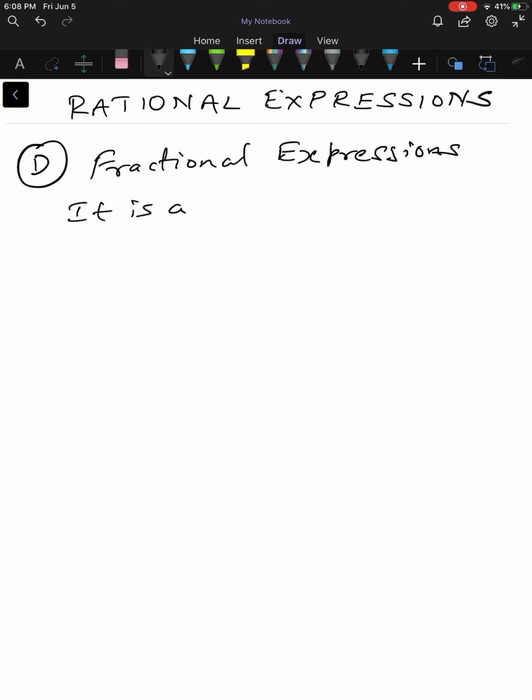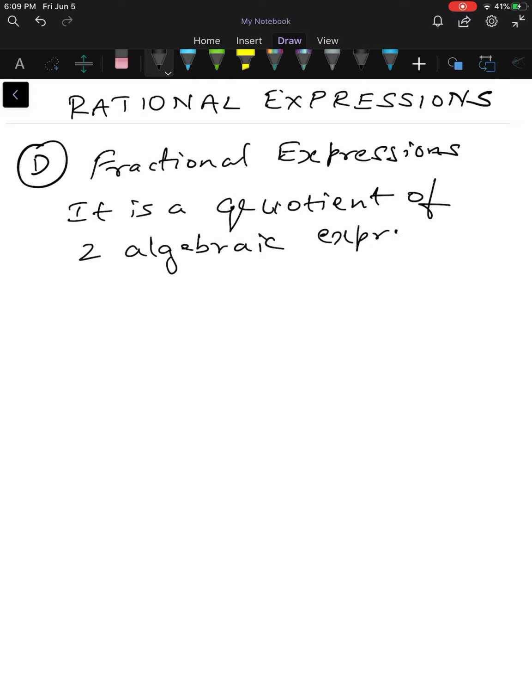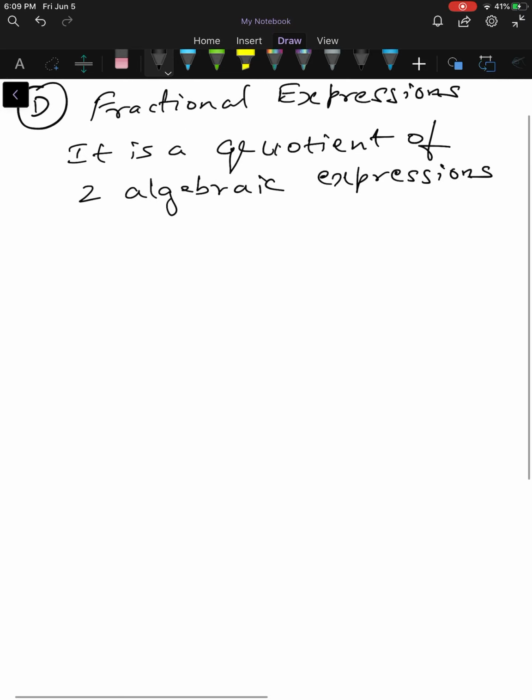It is a quotient of two algebraic expressions. So now before giving examples of fractional expressions, I would like to define rational expressions and establish the difference between these two and give examples to both of them simultaneously.